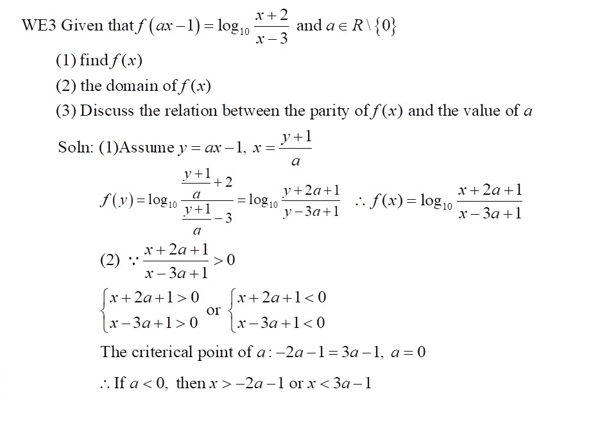Hence, we find when a is less than 0, x is greater than negative 2a minus 1 or less than 3a minus 1. When a is greater than 0, x is greater than 3a minus 1 or less than negative 2a minus 1.